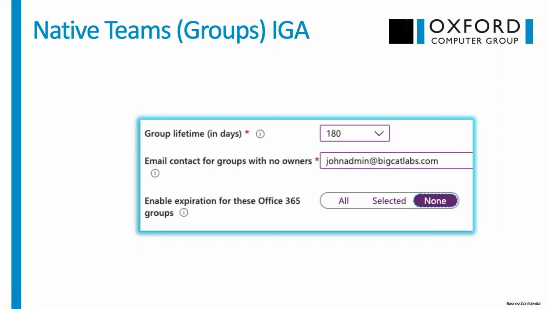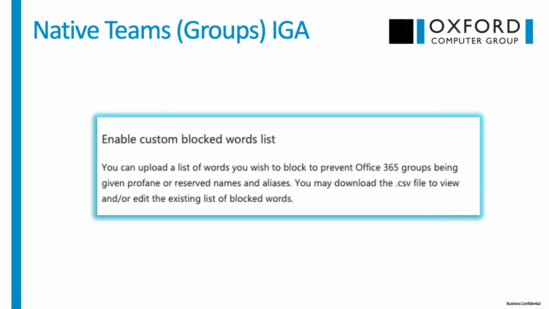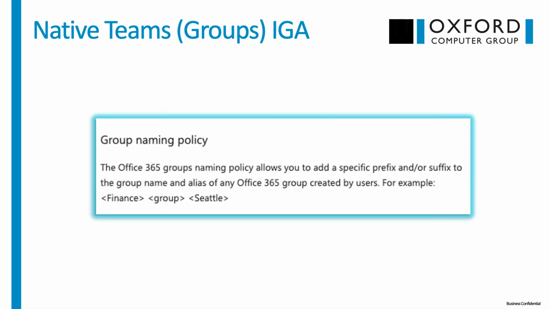And then you can also enable expiration for those groups within Azure AD. There's also a group naming policy. You can configure custom blocked word lists so that you can make sure no one is using profanity or other words that would not be allowed in the environment, and set up a standard structure, a naming convention policy for your groups. Those are some of the native features within Azure AD, and they work generally well, especially if you're just using all Microsoft technologies.